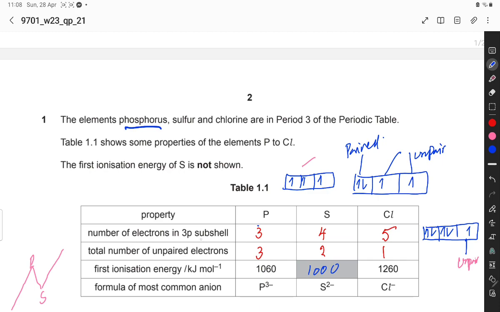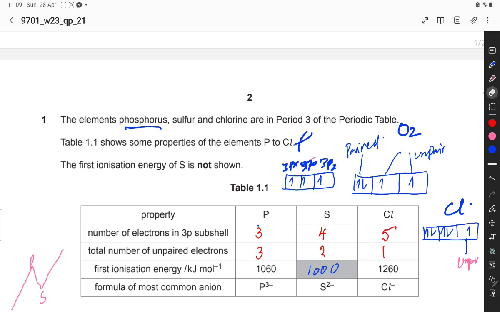Number of electrons in 3p subshells is 3. This is 3px, 3py and 3pz. So 1 electron, unpaired electrons in phosphorus. So this is for phosphorus and this is for chlorine, and similarly 4 electrons, oxygen has 6 electrons in p shells.